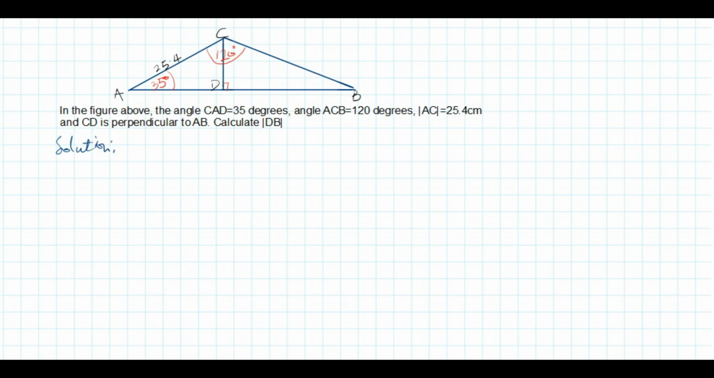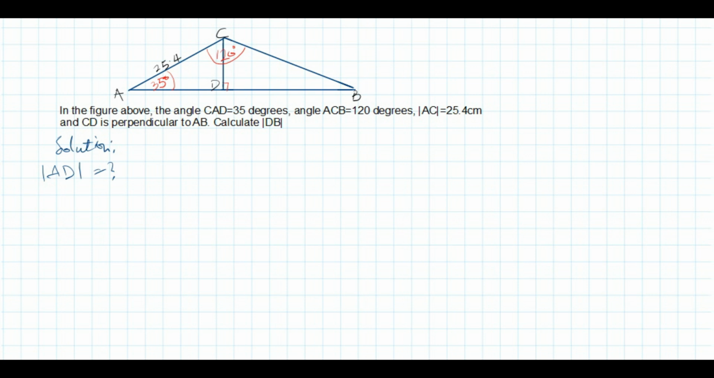In the figure above, the angle CAD is 35 degrees, angle ACB is 120 degrees, length AC is 25.4 centimeters, and CD is perpendicular to AB. Calculate length DB. For us to be able to calculate length DB, we first of all have to find our length AD, which we don't know.